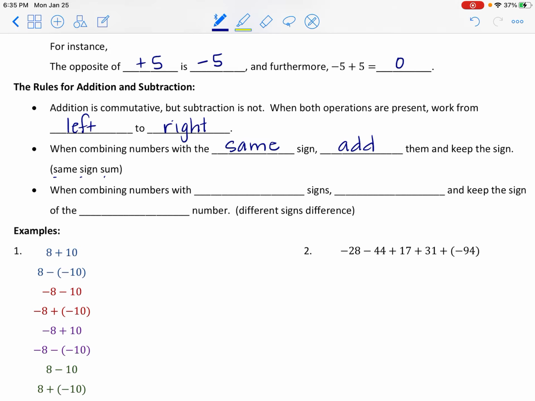And if you're going to be combining numbers with different signs, so if you're going to put together positives and negatives, what you want to do is subtract the two numbers, or the three numbers, or however many numbers it is. Subtract the numbers, and then you end up keeping the sign of the larger number. So when it's the same sign, you add them, find the sum. When they're different signs, you subtract them, or you find the difference. So same sign sum, different signs, find the difference.